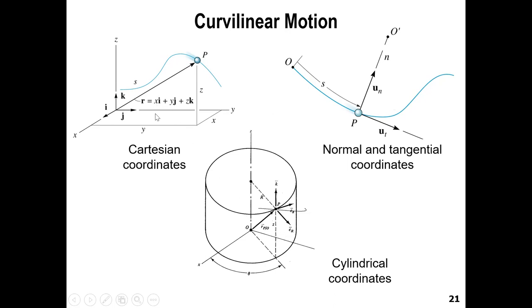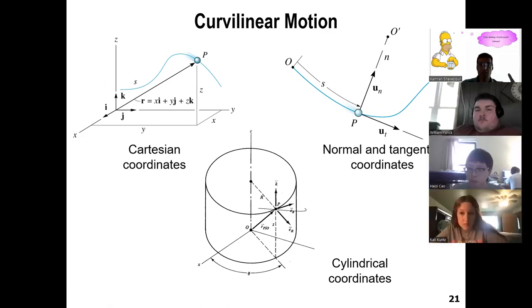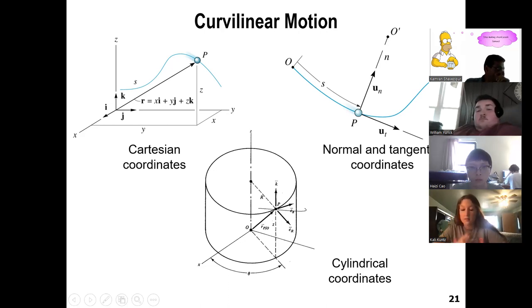We're going to analyze curvilinear motions using these three coordinate systems in the next parts of the chapter. I think we have like 3-4 minutes left. I'm going to cut it short now because I don't want to start something in the middle. So you guys owe me 4 minutes, okay?